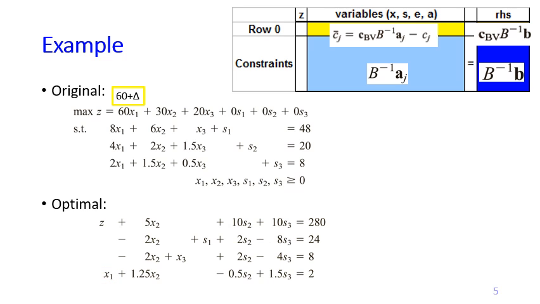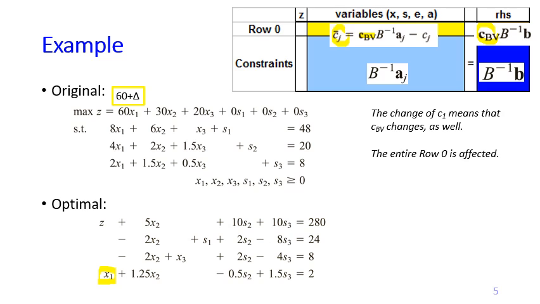If we look at the formula, changing the price of x1 means that we are going to change c1, the small c1. However, because x1 is a basic variable here, it means that we are going to change CBV. When we change CBV, it affects all coefficients in row 0, both on the left-hand side and on the right-hand side, because those formulas all involve CBV. So the change of c1 means that CBV changes as well. As a result, the entire row 0 is affected.